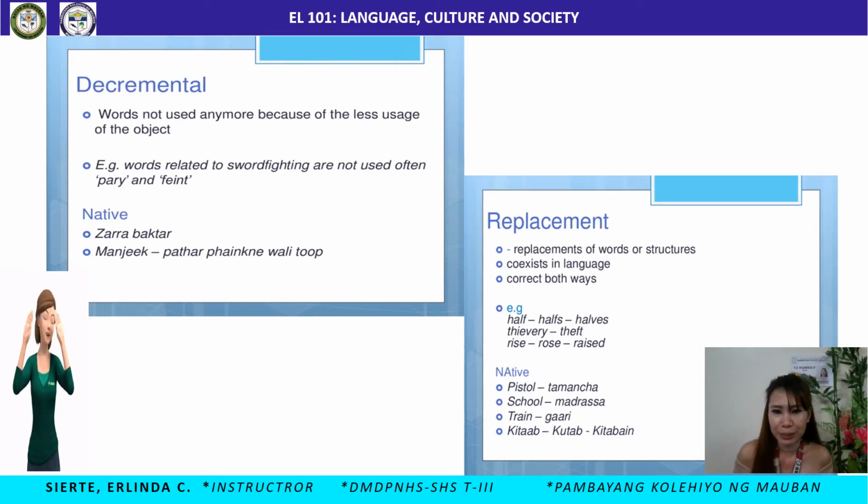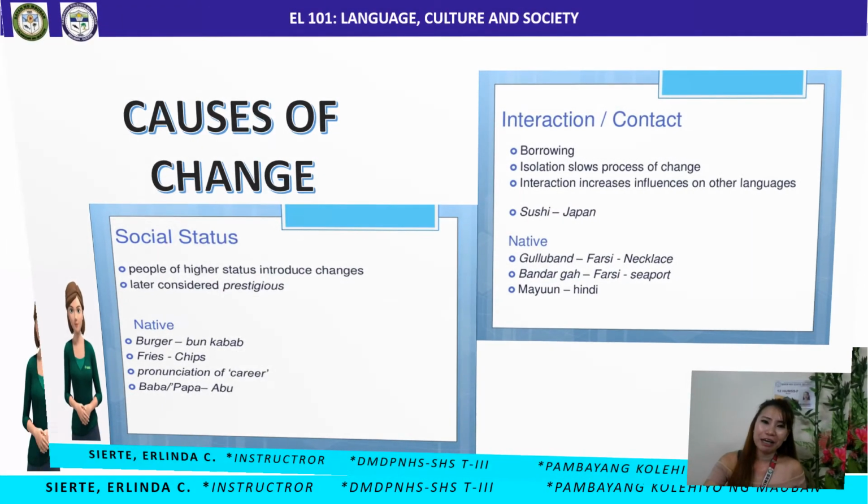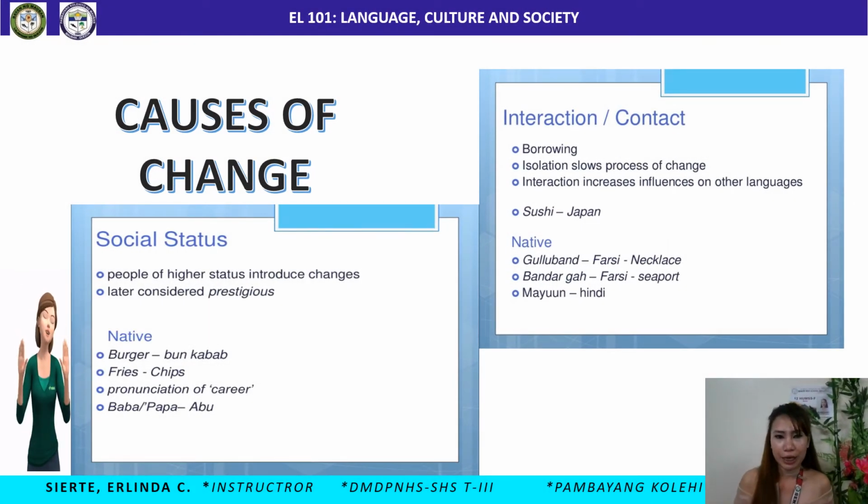Next is native: we have pistol or tamancha, school, madrasa, train, gari, guitar, or getaway. We also have the causes of change, like social status. People of higher status introduce changes, which are later considered prestigious. For example, in the native language, we have the burger, then bun kebab, fries or chips. This is more familiar to us.